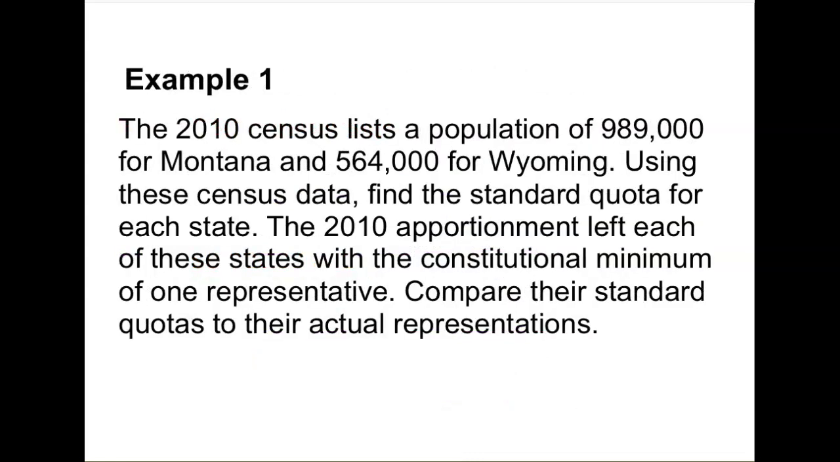Okay, the 2010 census lists a population of 989,000 for Montana and 564,000 for Wyoming. Using these census data, find the standard quota for each state. The 2010 apportionment left each of these states with a constitutional minimum of 1. Compare their standard quotas to their actual representations.